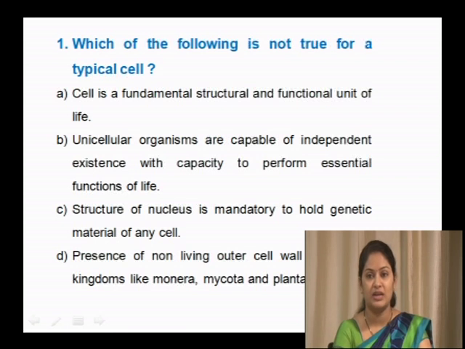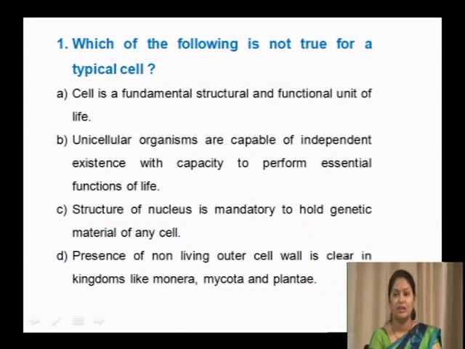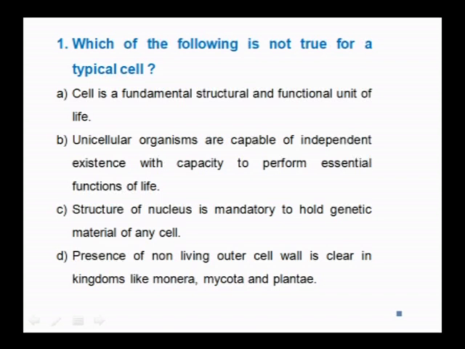Here comes the questions regarding the same topic. The question goes so: which of the following is not true for a typical cell? The options are as follows. A. The cell is a fundamental structural and functional unit of life. B. Unicellular organisms are capable of independent existence with capacity to perform essential functions of life. C. Structure of nucleus is mandatory to hold genetic material of any cell. D. Presence of non-living outer cell wall is clear in kingdoms like Monera, Mycota and Plantae.